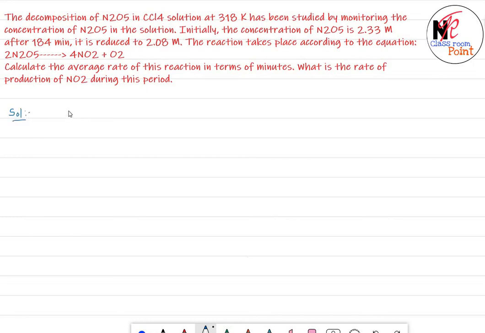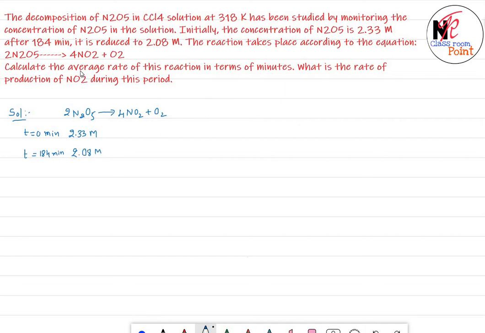The question is 2N2O5 gives 4NO2 plus O2. They are asking the average rate, and here one important thing is the initial time, at time t equals 0, the initial concentration of N2O5 is 2.33 molarity, and after time equals 184 minutes, it is equal to 2.08 molarity.